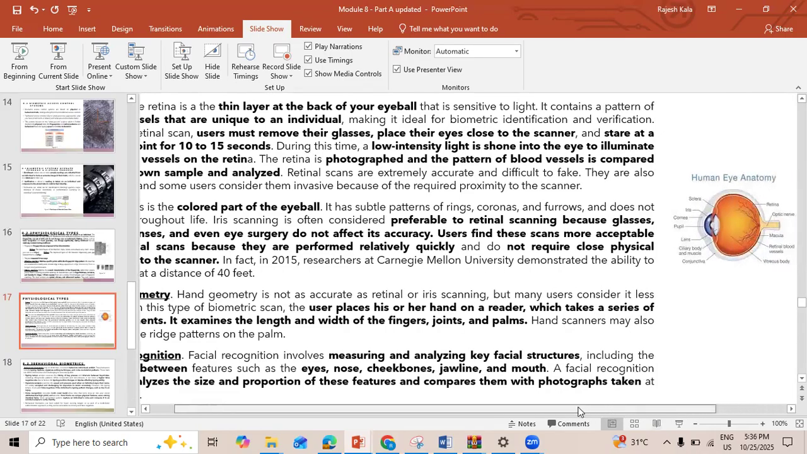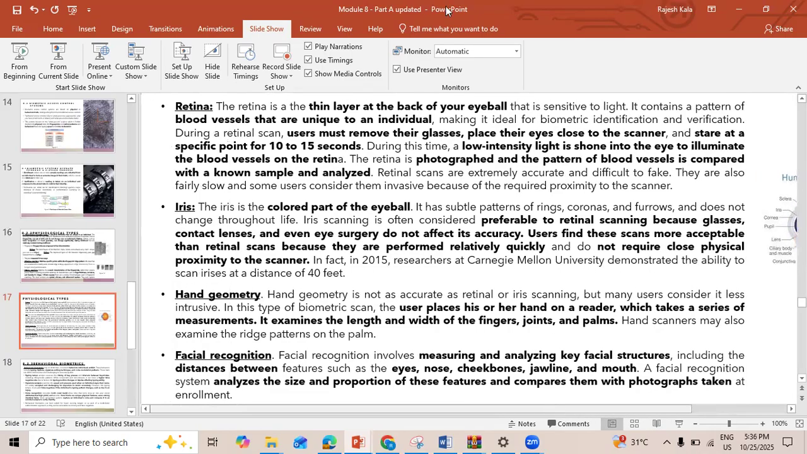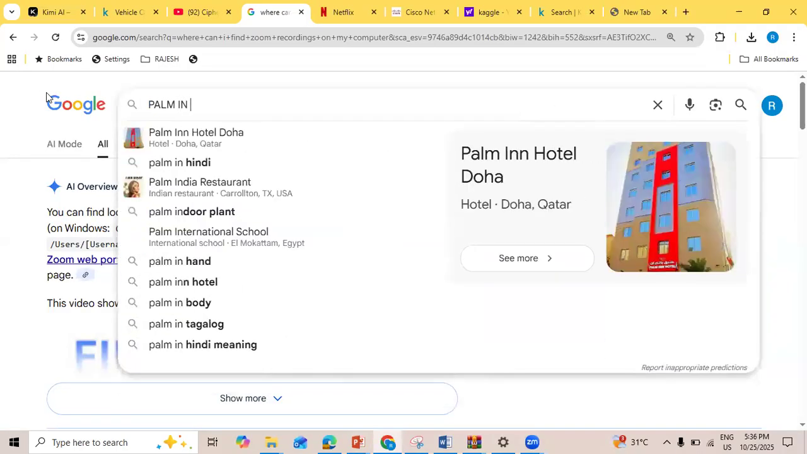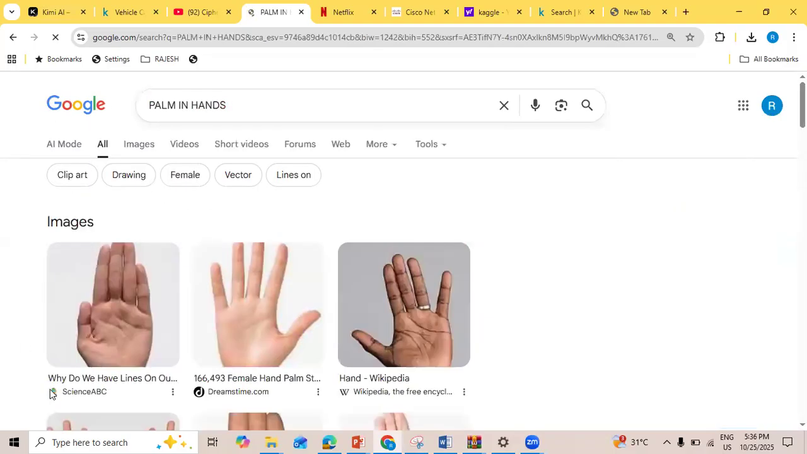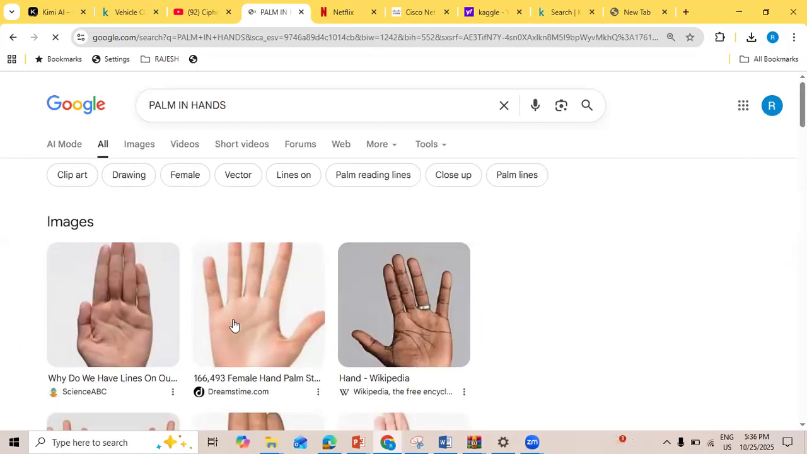I'll show you what the palm is. The palm of the hand is this one. They will scan the fingers, the joints, and then this is the palm. All these things they will scan. Next time when you keep your hand there, they will verify whether the fingers, joints, and palms match those in the database. Then you are allowed.